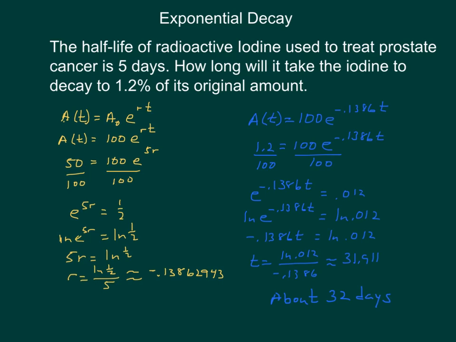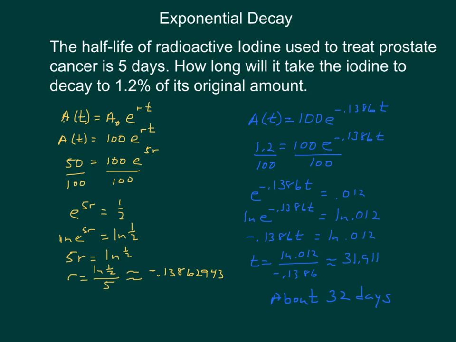So I now have a model for this situation. I have that my model A of t is equal to 100 times e raised to the negative 0.1386 t power. So in this case, what I want to do is I want to know how long it's going to take to decay to 1.2%. So again, in this case, I'm going to let A of t be 1.2, and I need to solve for t.